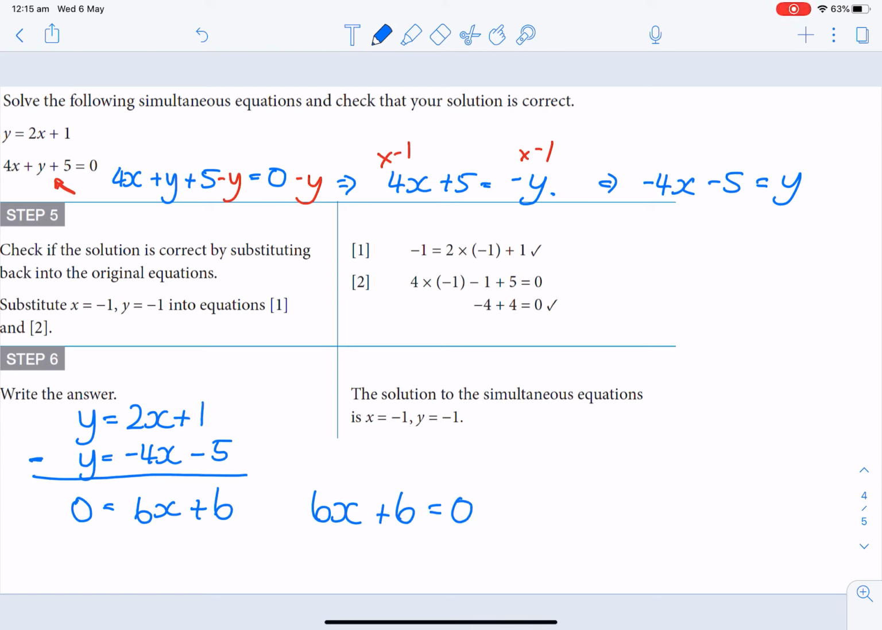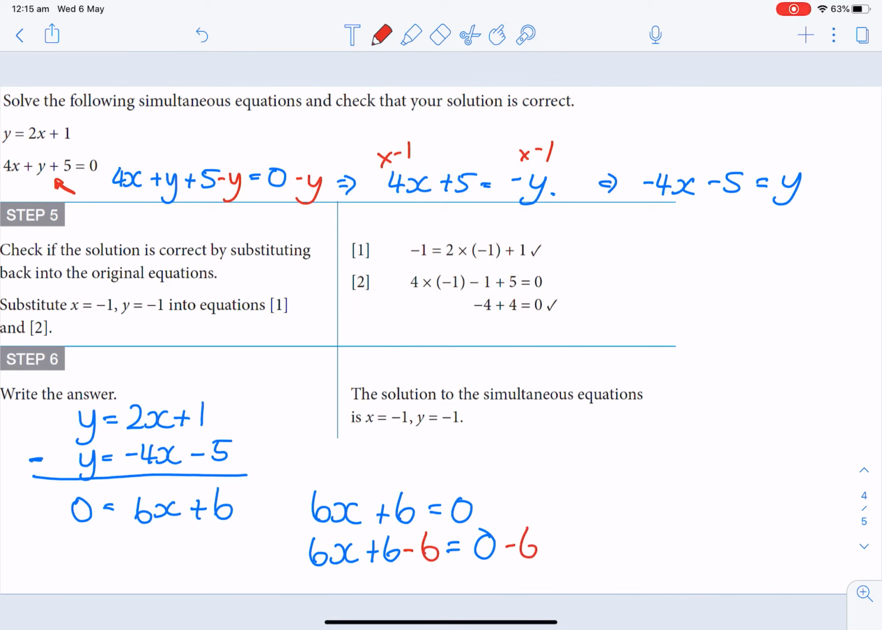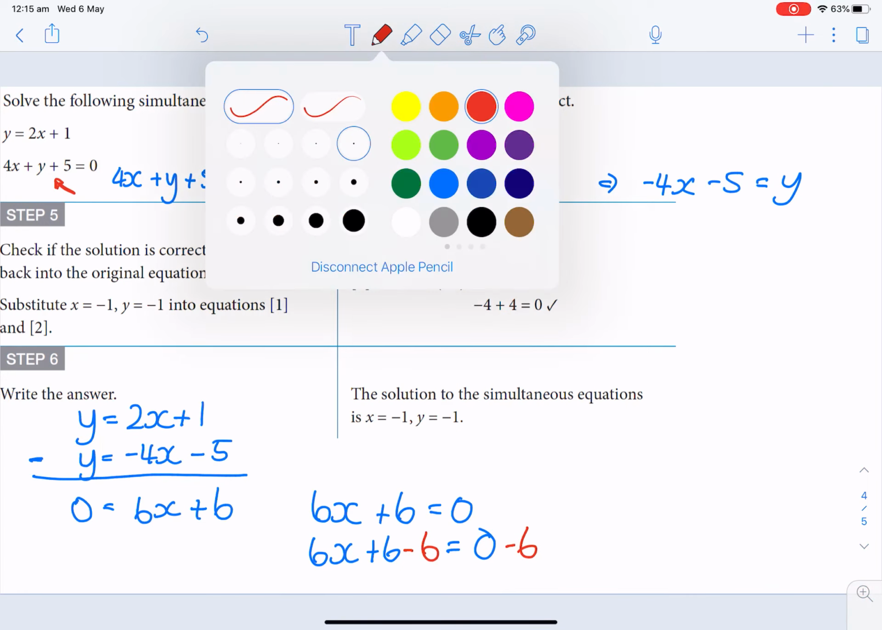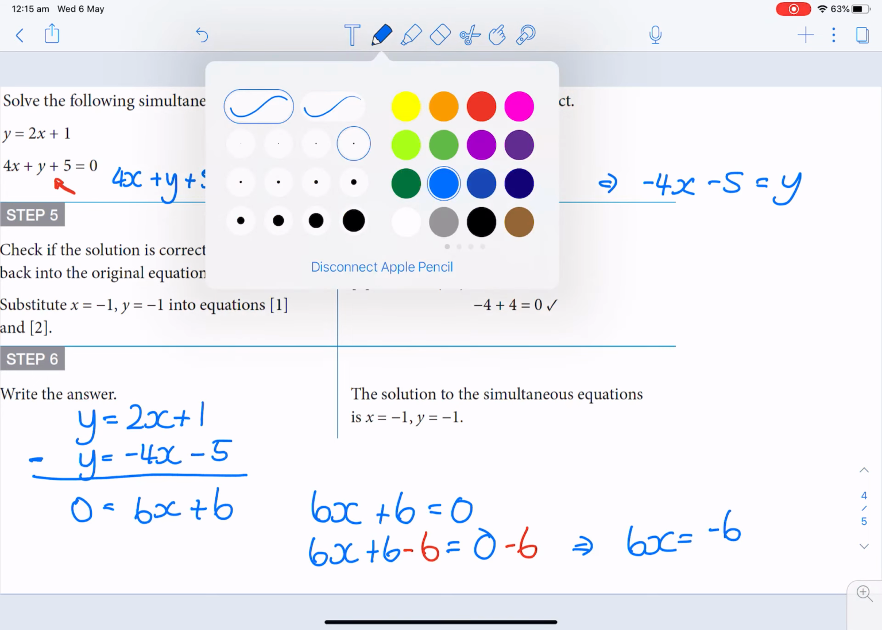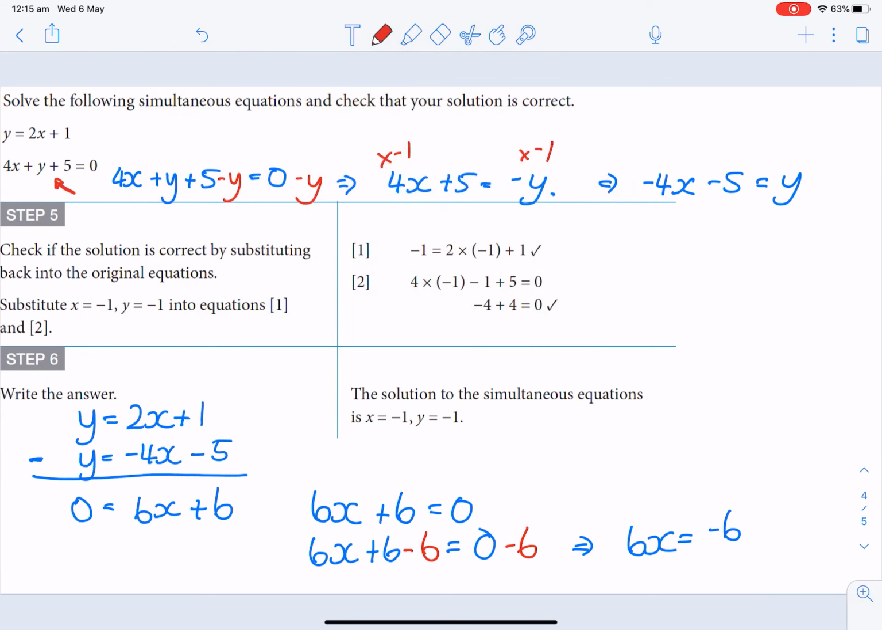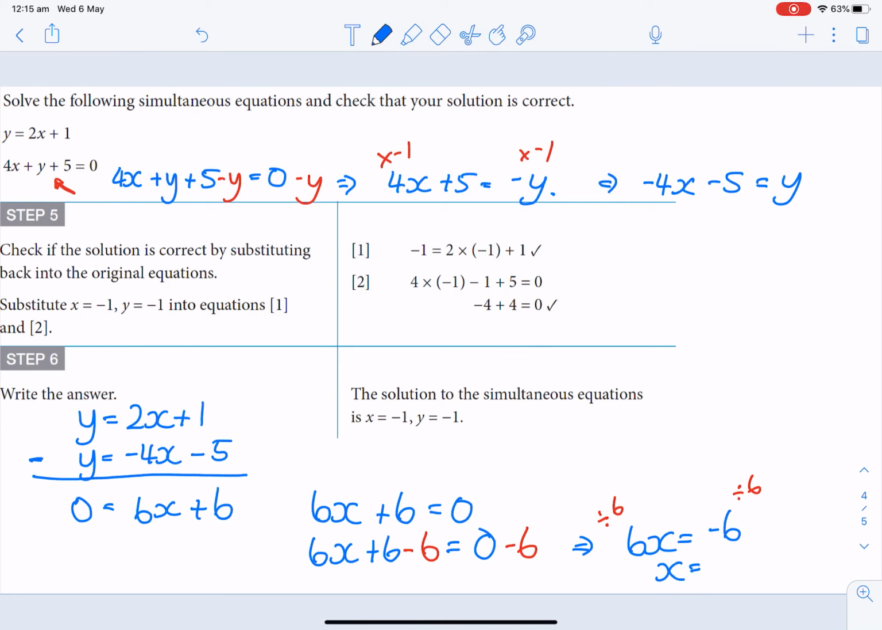I need to subtract 6 from both sides to move the 6 over. So 6x plus 6 equals 0, minus 6 minus 6. And then I end up with 6x on one side equals -6 on the other. To get rid of the 6 next to the x, divide both sides by 6. And I end up with x equals -1.